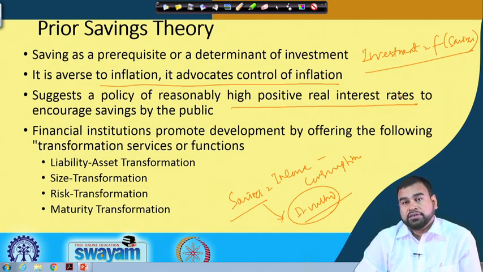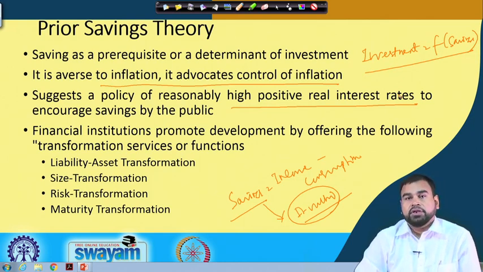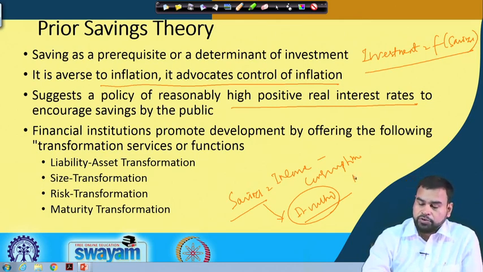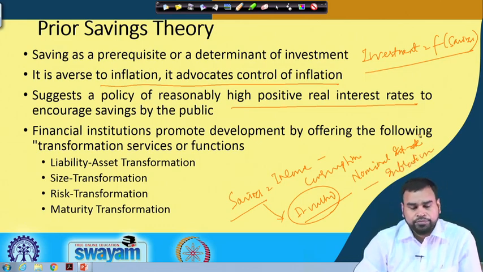But in another sense, the banks will charge a very high interest rate on the borrowers, or the lending rate will be higher. Because of that the demand for money will go down, and the investment gets affected. But still the prior saving theory advocates that the real interest rate should be high. Real interest rate means your nominal interest rate minus the inflation, that is your real interest rate.